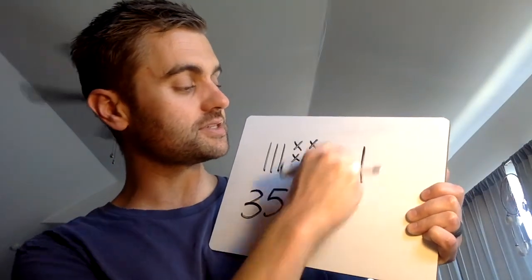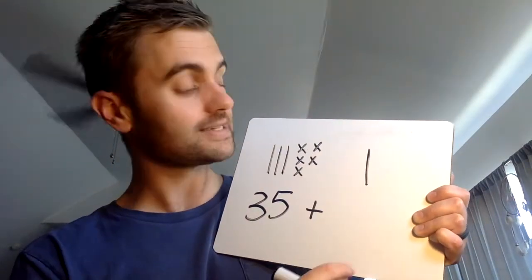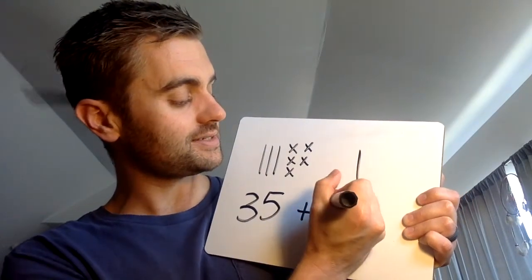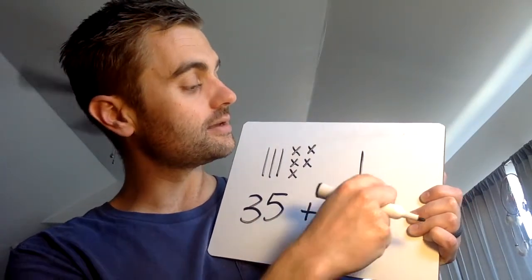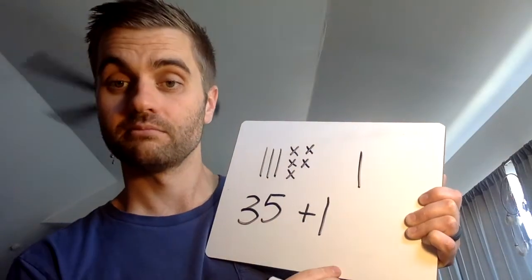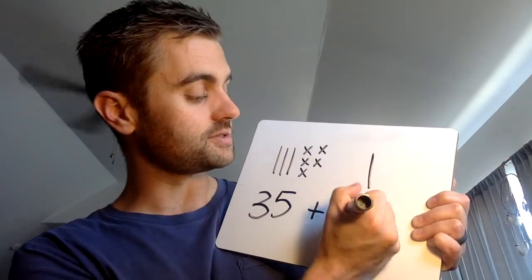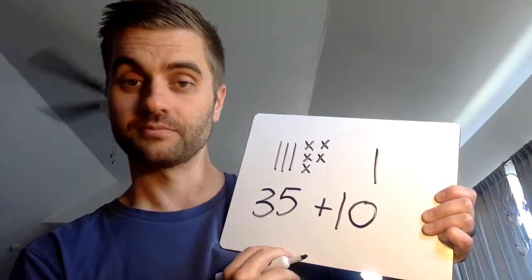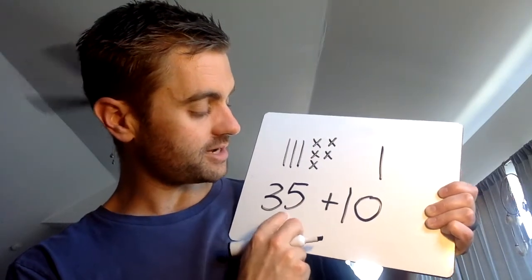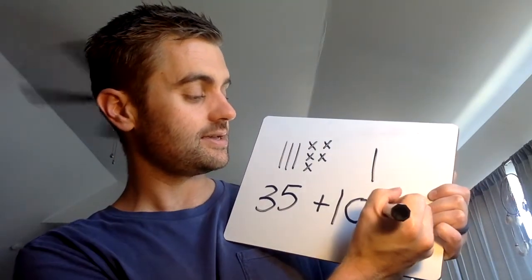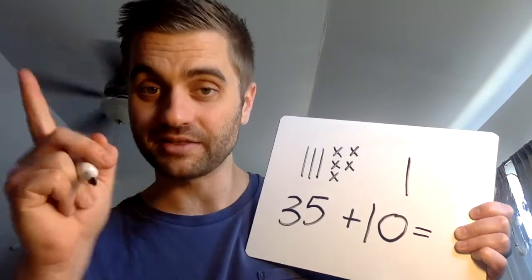Plus, now I'm going to look at this quantity over here, starting with the tens. Looks like I have 1 ten. And I don't have any ones, so I'm going to put 0 ones. So far we have 35 plus 10 equals, now I want to find the total.